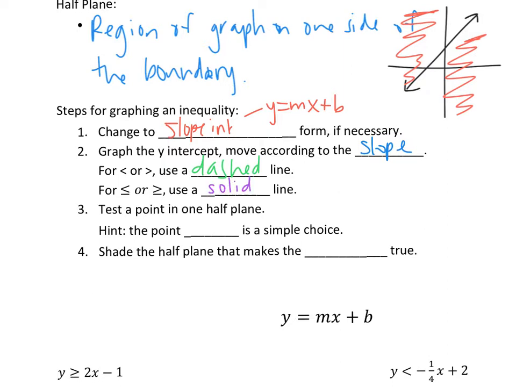We'll test a point in one of the half planes, and the easiest point to plug in is 0, 0. But if that point is on the line, we can't use that point. We'll have to use something else like 0, 1, or 1, 0, other numbers that would be easy to plug into our equation to see which half plane would be the solution. And then we'll shade the half plane that makes the inequality true. Okay, so let's continue on.